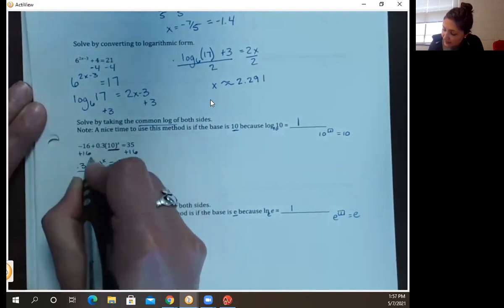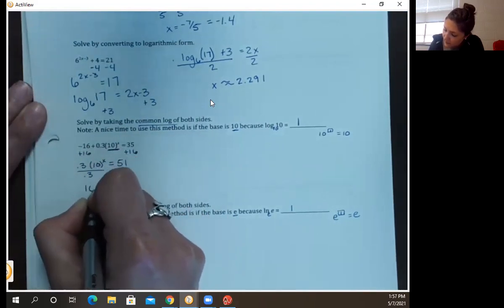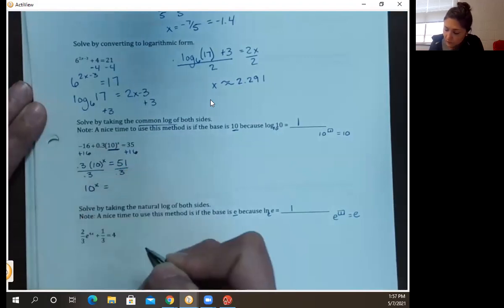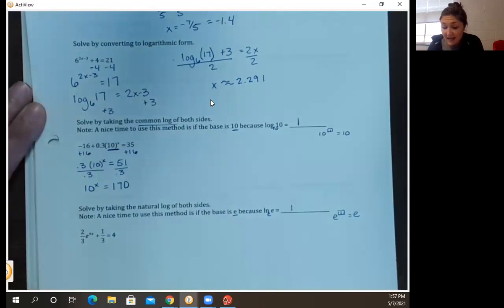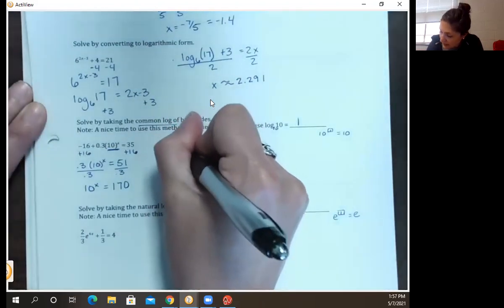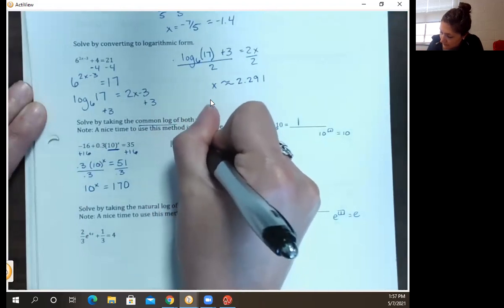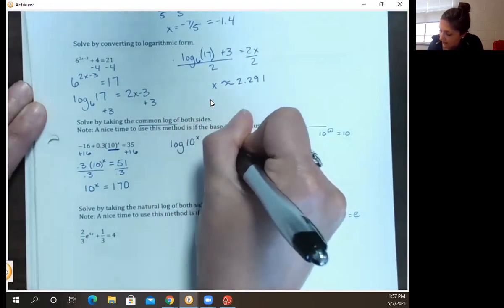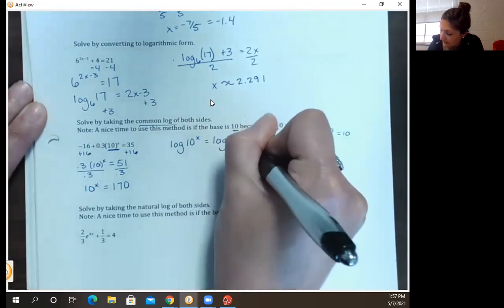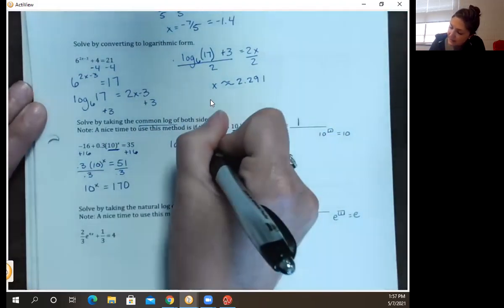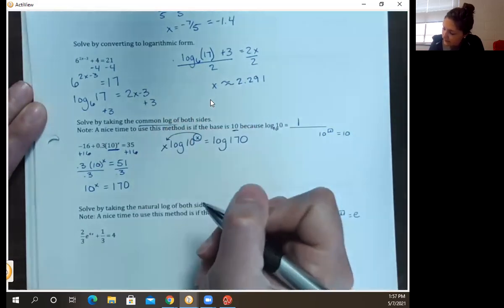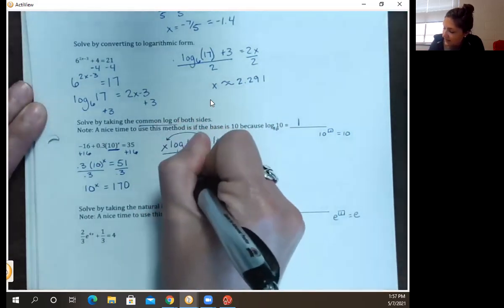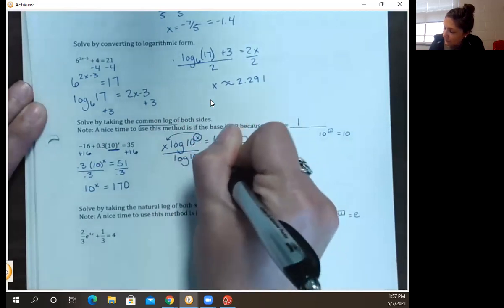Then I'm going to divide both sides by 0.3. Again, I want the thing with the exponent by itself. So now I would have 10 to the x equals 170. And now we're going to take a common log of both sides. So this would be log 10 to the x equals log 170. Now that exponent rule kicks in, so this guy comes down in front. And I'm going to divide by this log of 10 on both sides.